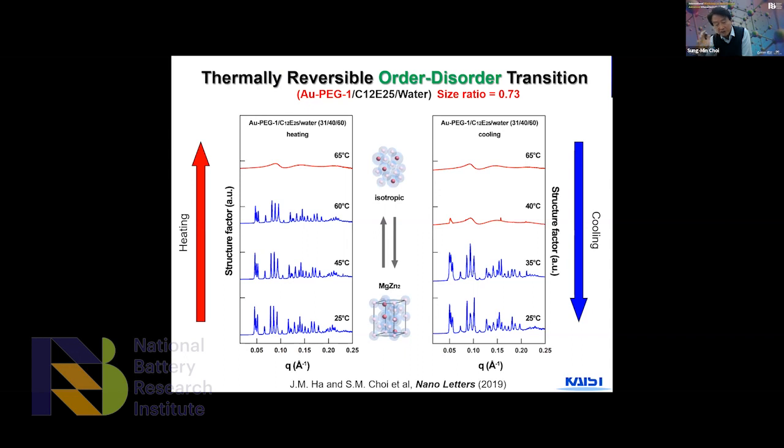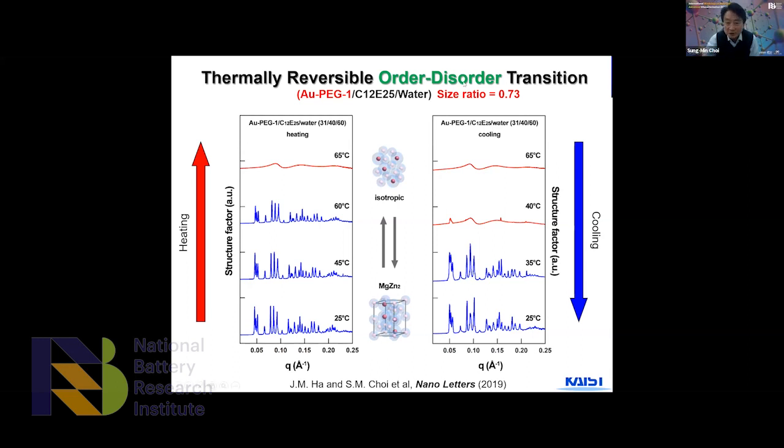And since these particles are mixed with the micelle system, this system can be sensitive to external stimuli. We tried to change the temperature. As we increase the temperature, it goes to an isotropic phase, and when we cool it back down, it goes back to the original symmetry structure. So this is a thermally reversible order-disorder transition. Okay, it's not the first example.